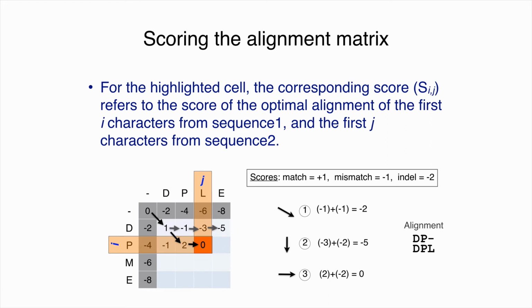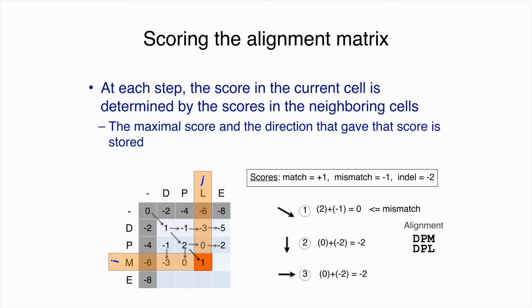So here I jumped a few ahead. Again, it's route 3 that yielded this because I'm taking the value in the immediately preceding cell to the left, plus 2 plus minus 2, which equals 0. So I put that in the cell, keep the arrows as I go, and I keep on going. At each step, you should notice here that the score in the current cell is determined by the scores in the preceding cells. And that, in turn, is determined by the scores in the preceding cells before that, and so forth, and so forth.